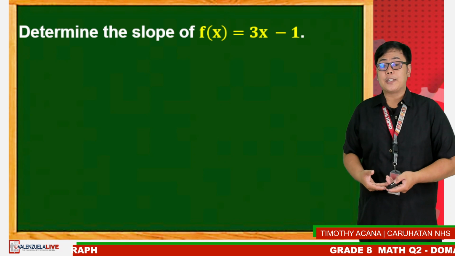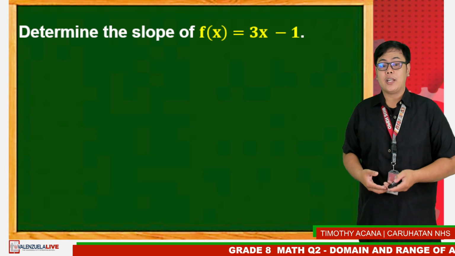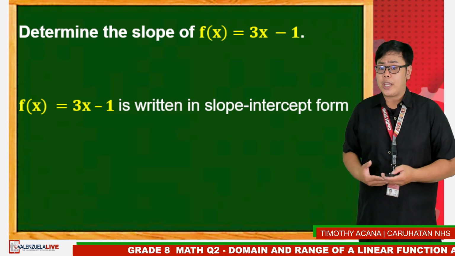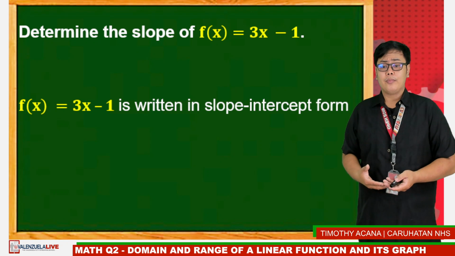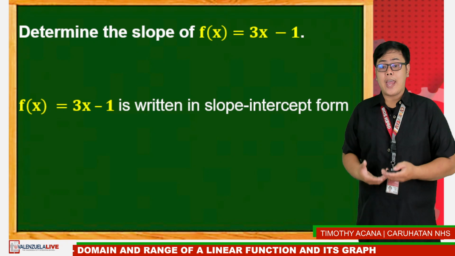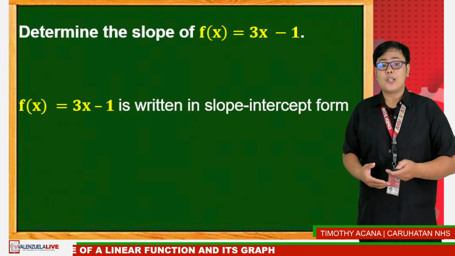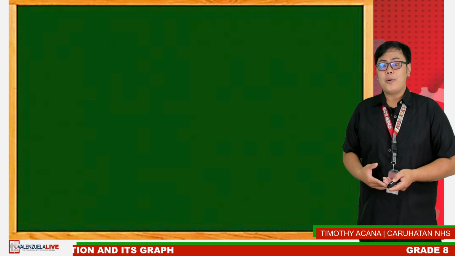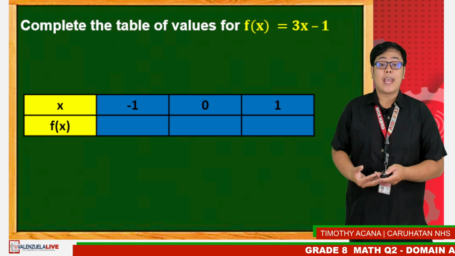First, let us determine the slope of f(x) = 3x − 1. f(x) = 3x − 1 is written in slope-intercept form, y = f(x) = mx + b. Therefore, the slope is 3. Now, complete the table of values for f(x) = 3x − 1.